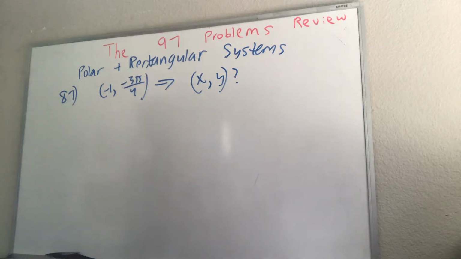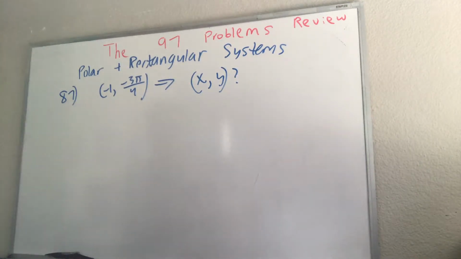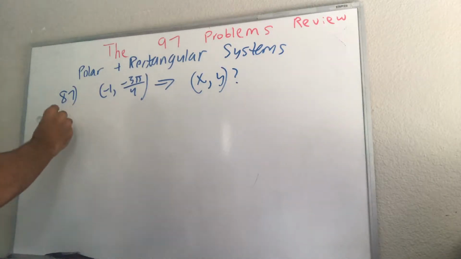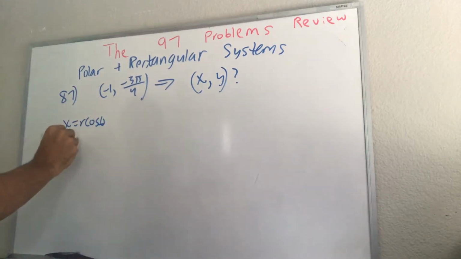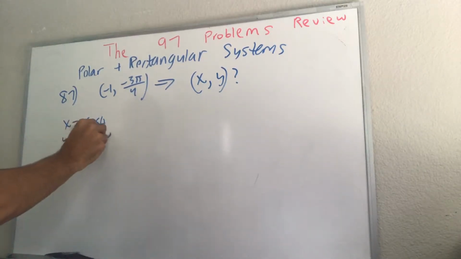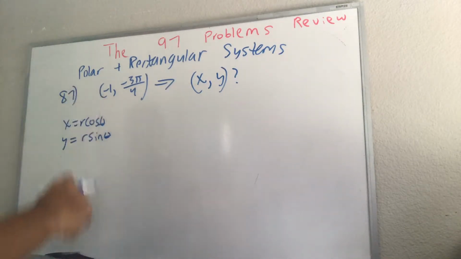So here I have two more problems dealing with the conversion between polar and rectangular coordinates. This one here is obviously in polar form. We want to convert this into rectangular form. So obviously know your equations. Know that x is equal to r cosine theta, and y is equal to r sine theta. Right, so you know these two equations, and then obviously know this is your radius.